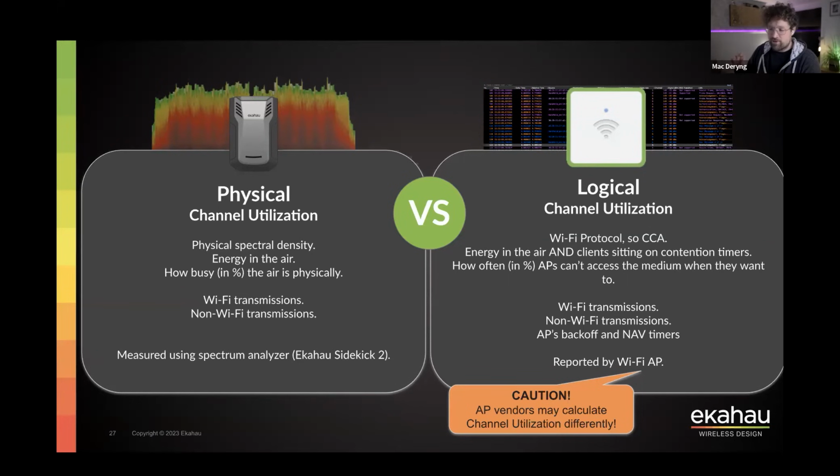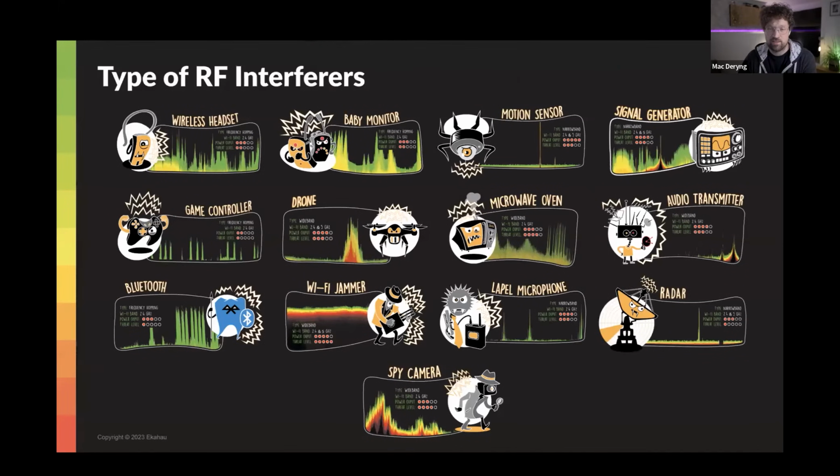That is why, especially in networks with lots of collisions and retransmissions, you will see a big difference between physical and logical channel utilization. Physical will be lower than logical because your devices are waiting on back-off timers in really, really busy networks with collisions. Cool. So that's the difference between the physical and logical channel utilization.